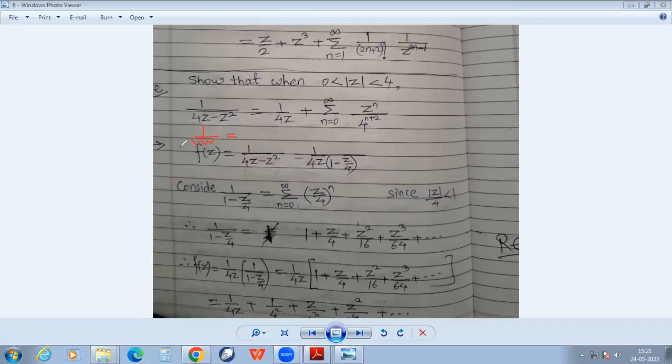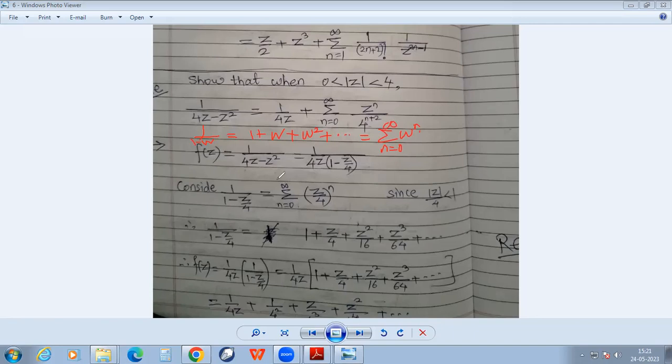If it happens to be 1 upon 1 minus omega, how do we write it? 1 plus omega plus omega square plus omega cube and so on. Do you agree? I hope you remember this. What was this? This was summation omega raised to n and n runs from 0 to infinity. Is it fine? Yes.